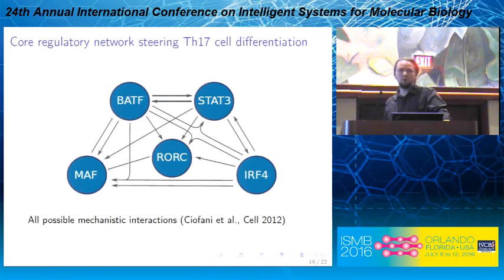Then we also have prior information about the core genes that drive Th17 cell differentiation, so we concentrate on these 5 genes. And we have also collected from literature all possible mechanistic interactions between these core genes. So there can be activating mechanisms, inhibitory mechanisms, synergistic activations, and we also allow basal activation and degradation.